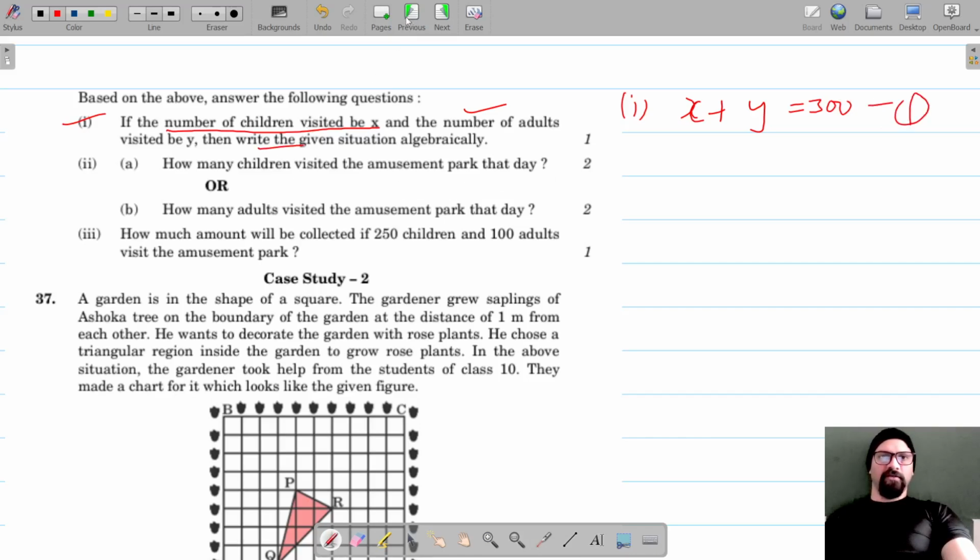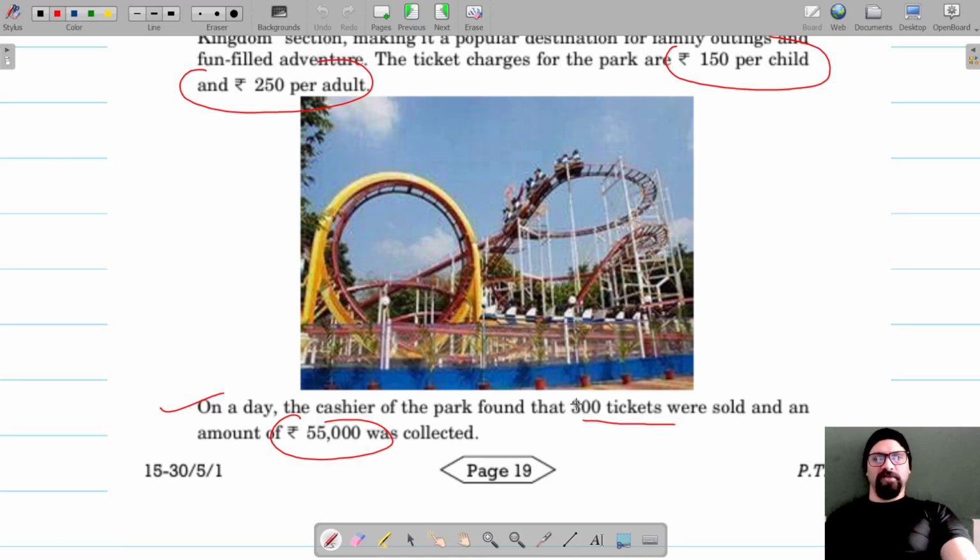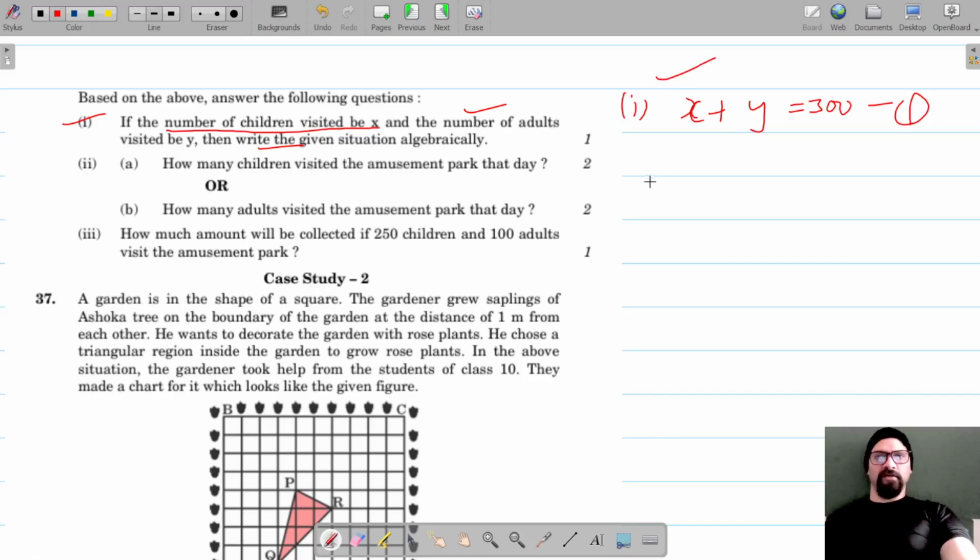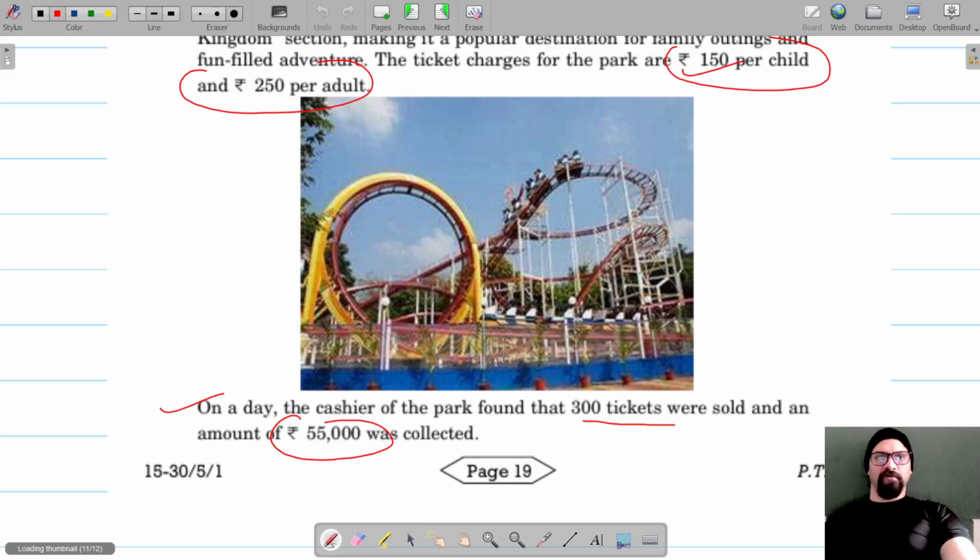And the second situation says that for per child, the ticket costs rupees 150. So if the ticket costs rupees 150 and there are X children, the total cost of tickets sold to the children is 150 into X, and the total cost of tickets sold to the adults is 250 into Y.